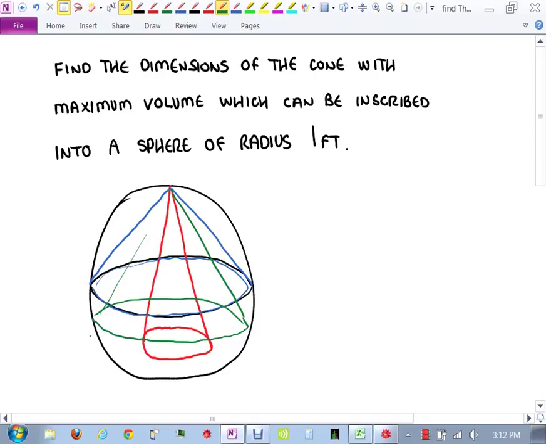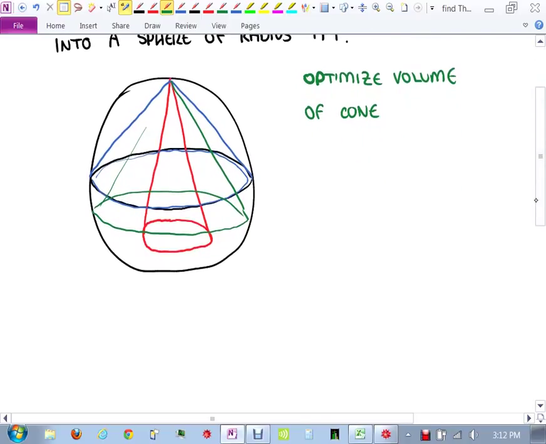Maybe. That's a good conjecture, but there's only one way to show it, and that's by finding an objective function, finding your constraint, and then optimizing it. So let's go through this process. What do we want to optimize? Optimize what? Optimize the volume of what? Of the cone. Now, if I'm going to optimize the volume of the cone, I may as well start talking about some dimensions here on this cone.